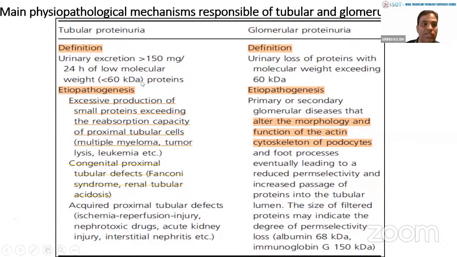Usually tubular proteinuria involves low molecular weight proteins, but glomerular proteinuria involves high molecular weight proteins. And again, the urinary excretion in tubular proteinuria, as I told before, is more than 150 milligrams, but here it is a higher quantity of proteins. In etiopathogenesis, tubular proteinuria is mainly proximal tubular defects like multiple myeloma, congenital tubular defects, or ischemia reperfusion injury. In glomerular proteinuria, it's mainly altered morphology and function of the actin cytoskeleton of the podocytes, causing the glomerular proteinuria. So these are the basics of tubular and glomerular proteinuria.